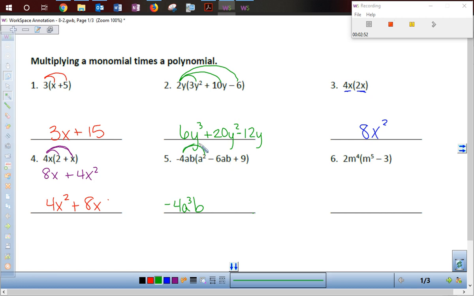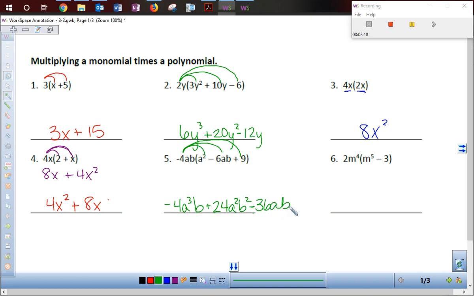Now I'm going to take that negative 4ab and multiply it by negative 6ab. So negative 4 times negative 6 gives me a positive 24. A times a gives me a squared. B times b gives me b squared. So I have 24a squared b squared. Finally, I want to take this negative 4ab times 9, and that just has me dealing with the coefficients, so I'm going to have negative 36, and then bring down my ab.